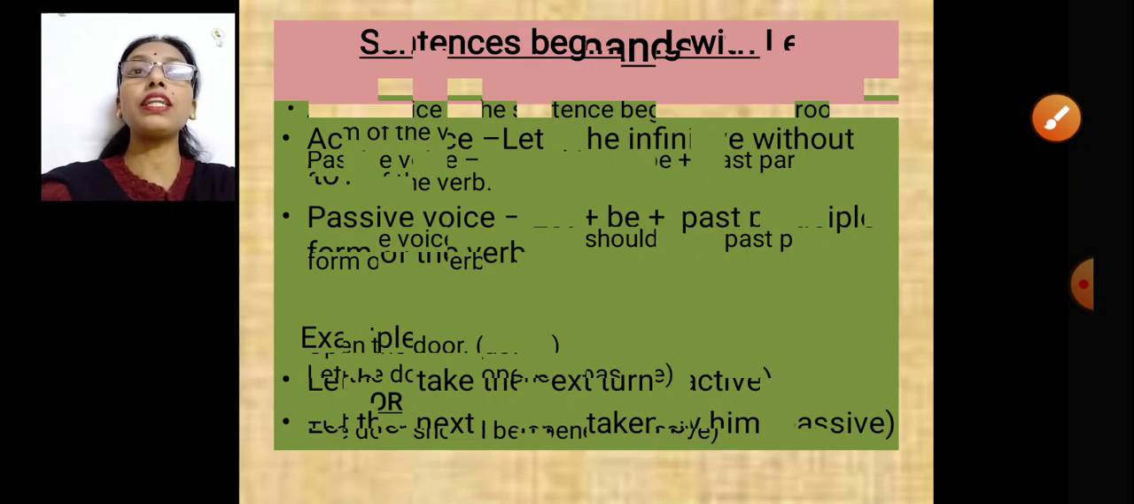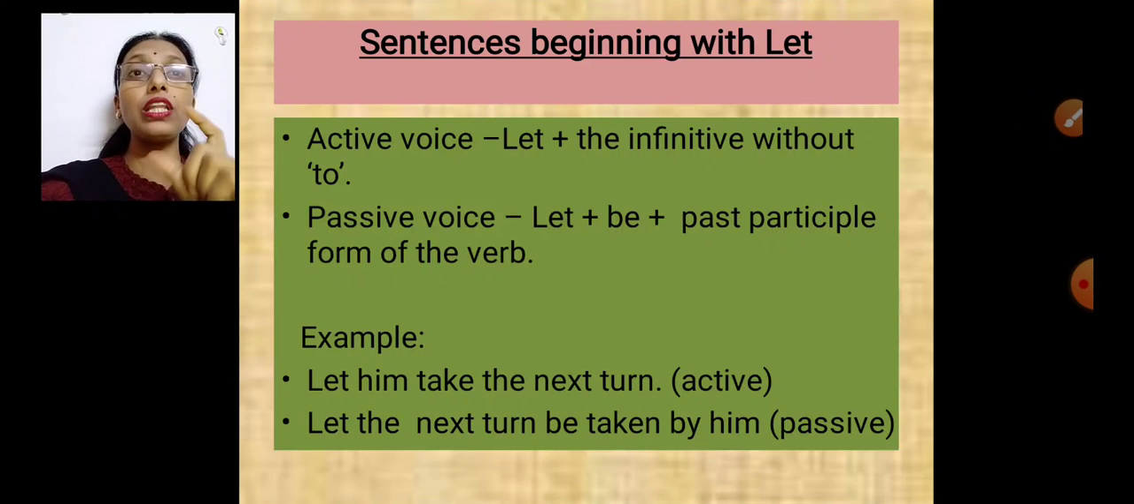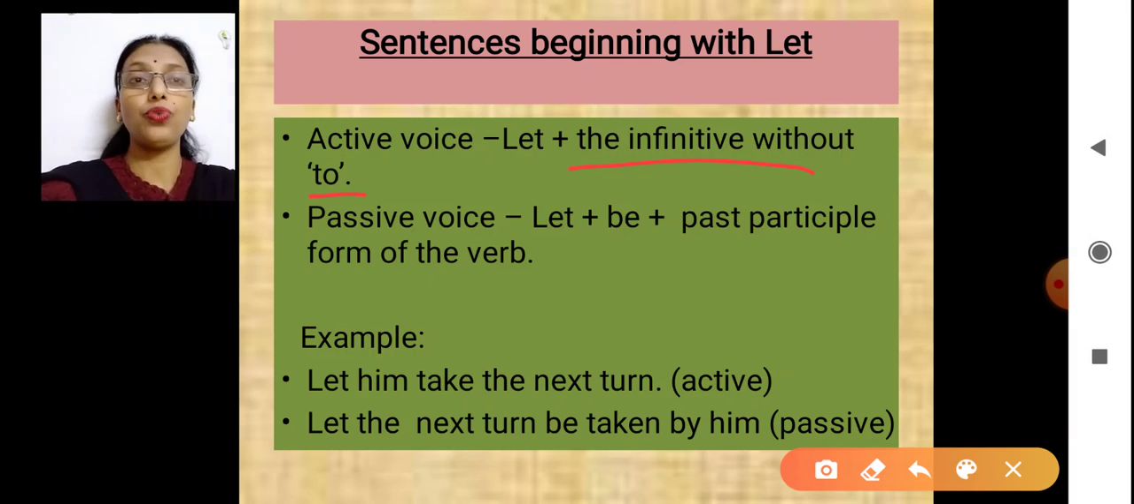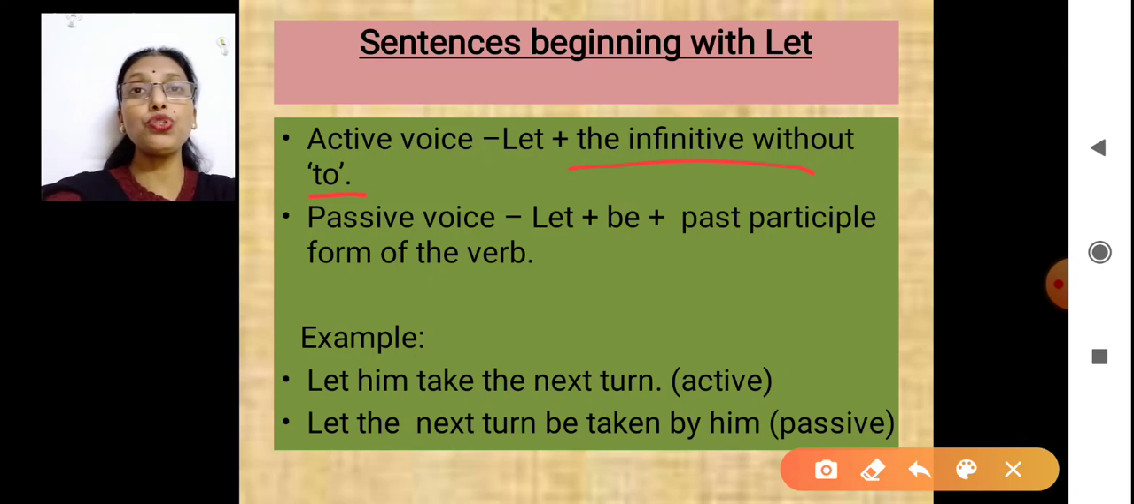Alright, let's see another thing: sentences that begin with let. Let plus the infinitive without to. What is an infinitive? The group of words clubbed together, that is a verb with the prefix to. To come, to draw, to laugh, to smile, to write. What are these? These are all infinitives. But here, the infinitive will come without to.